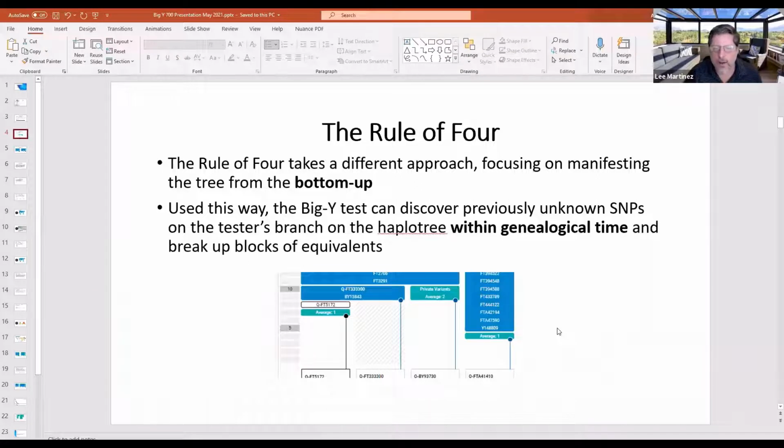Used this way, the Big Y test can discover previously unknown SNPs. These are these private variants, right, that you see in this turquoise color here, on the tester's branch on the haplotree within genealogical time, right?